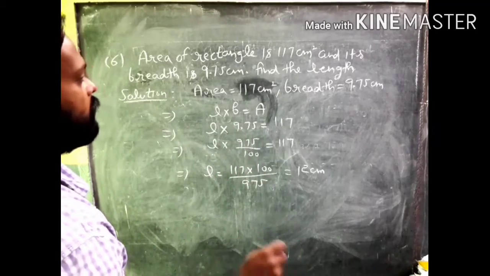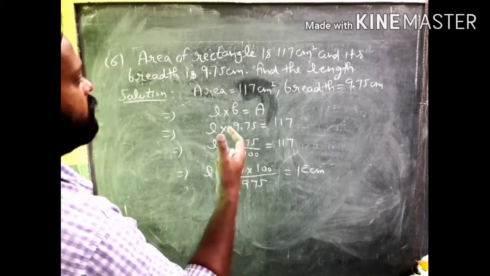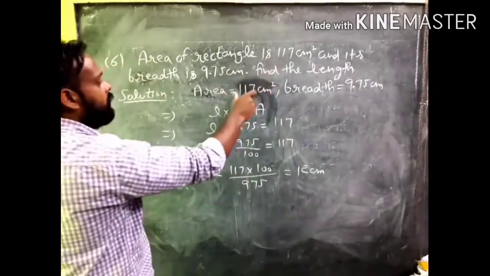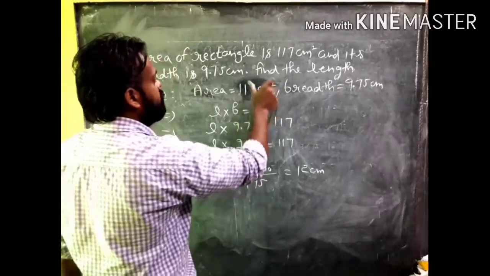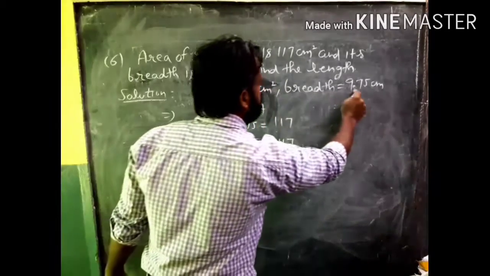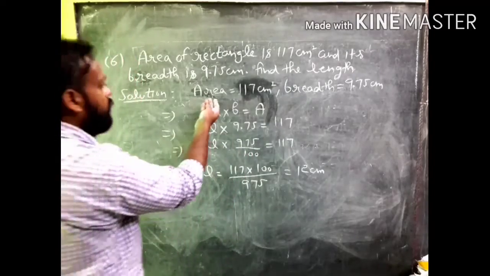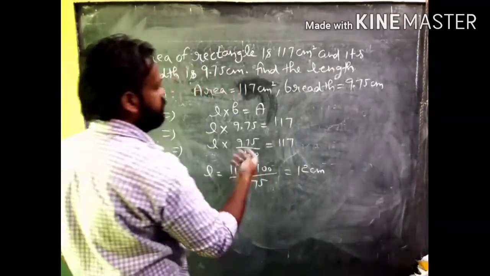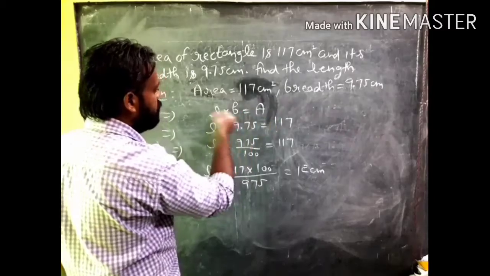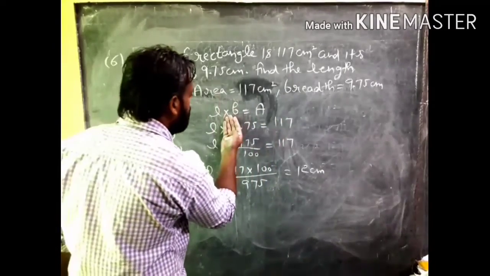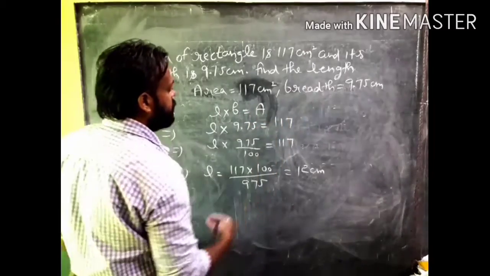You should pause the video and try by yourself, because it is a very simple sum. Now you can see the area is 117 centimeter square, and the breadth is 9.75 centimeter. In this case, when the area and one side are given to us, we have to apply only this formula: L into B is equal to area, means length multiplied by breadth is equal to the area of a rectangle.